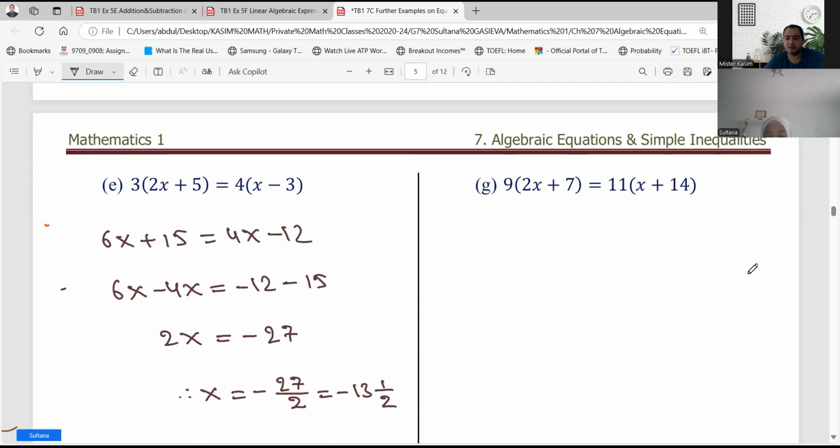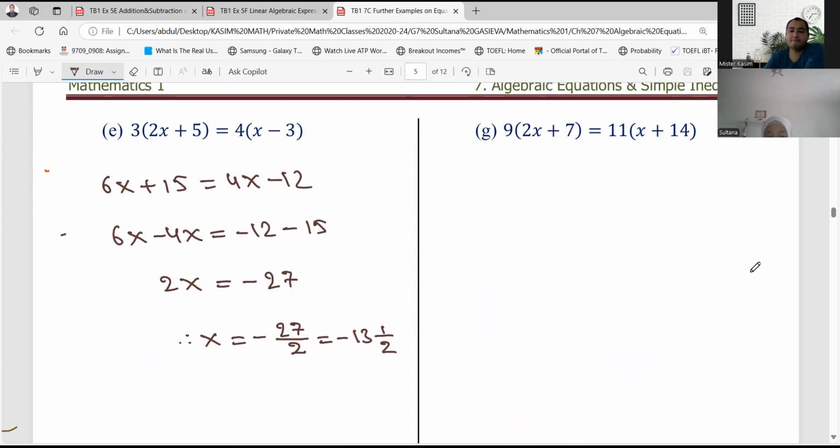Okay, come on, two more questions. 18x plus 63 equals 11x plus 11 times 14, that's equal to 154. Oh, yeah, 11 times x, 11x, 11 times 14 is 154, right? Yeah. Okay, next.